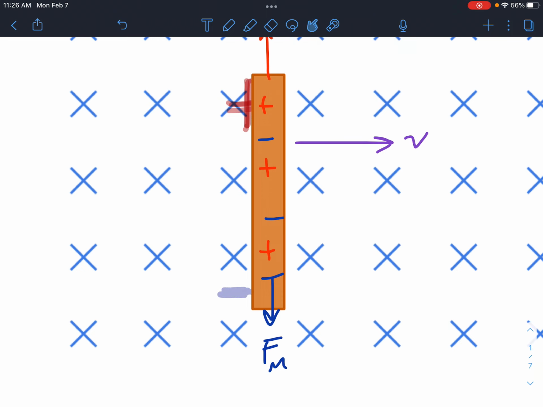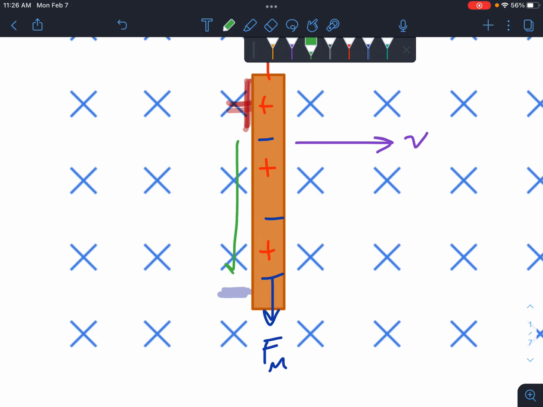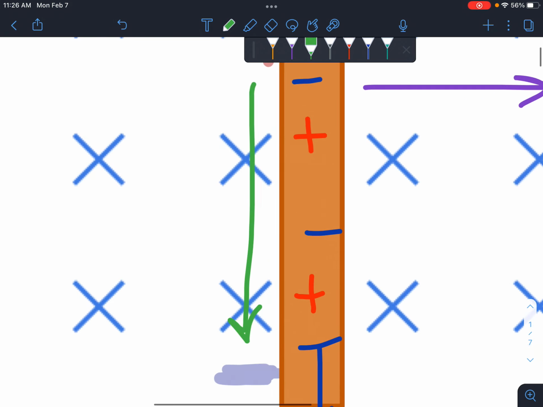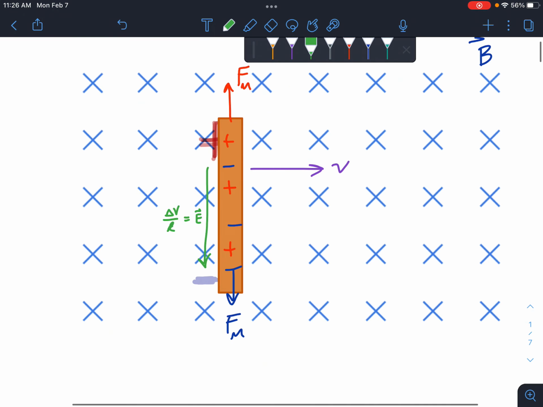Now inside that rod, that means that there is going to be an electric field that gets generated because of the separation of charges. An electric field is going to be equal to the potential difference divided by the length of the rod L, if this rod is of vertical length L. So the potential difference, because you're separating charges, you're grouping negative charges at the bottom, positive charges at the top, there's a higher potential at the top and a lower potential at the bottom. So that creates an electric field.